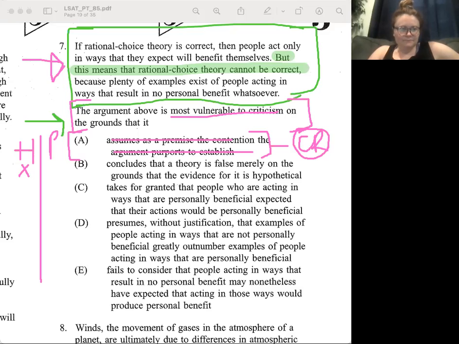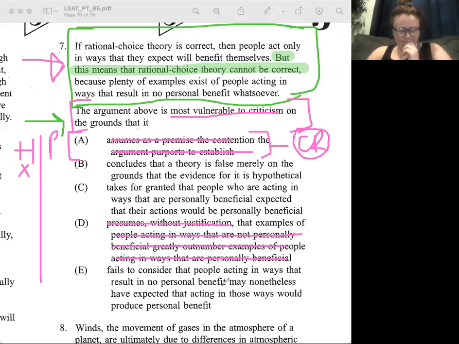Let's go ahead and read D. Presumes without justification that examples of people acting in ways that are not personally beneficial greatly outnumber examples of people acting in ways that are personally beneficial. Okay, so what does presumes without providing justification mean? Assumes. Yes, so we can literally cross that off and say assumes. So do we assume that examples of people acting in ways that are not personally beneficial greatly outnumber the examples of people acting in ways that are personally beneficial? No. No, like I don't even know what that means. I'm like, who cares that they're acting in ways that are personally beneficial? That's silly.